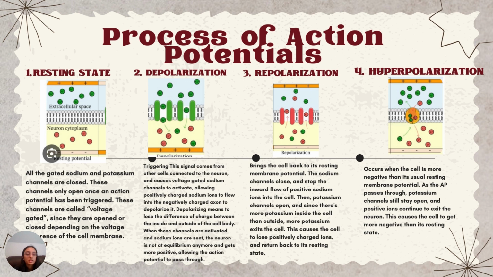Next is hyperpolarization. During hyperpolarization, the cell is more negative than its usual resting membrane potential. As the action potential passes through, potassium channels still stay open, and positive ions continue to exit the neuron. This causes the cell to get more negative than its resting state.